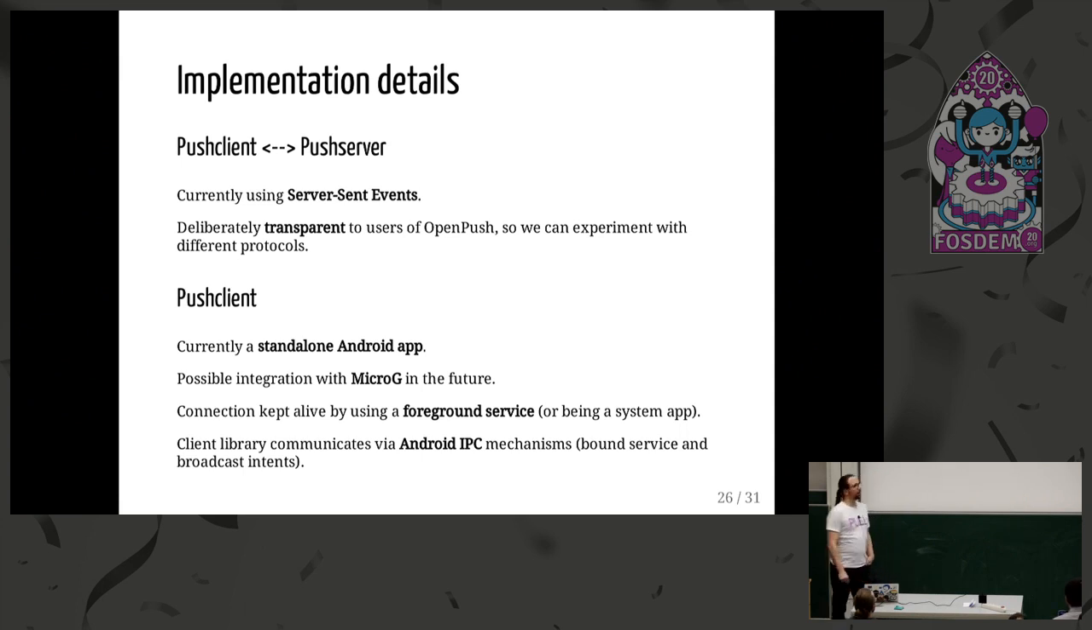And I said earlier that it's getting pretty tricky, hard to keep background connections alive or doing any kind of background work on Android. For this, I chose the easy option, which is running a foreground service, which shows a persistent notification for the user, which you can hide. But this is OK for when it's one app that does it. And it gets annoying when 20 different apps do it. The alternative would be running it as a system service, like MicroG does currently. Then you have the same permissions as running as a foreground service without needing the notification.